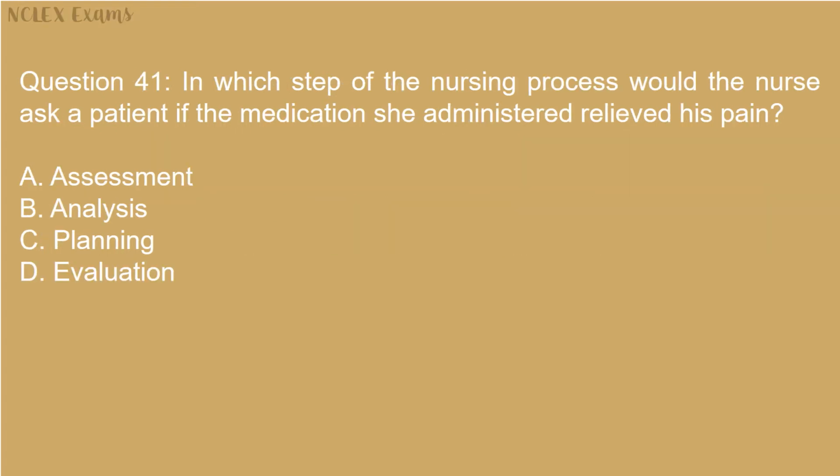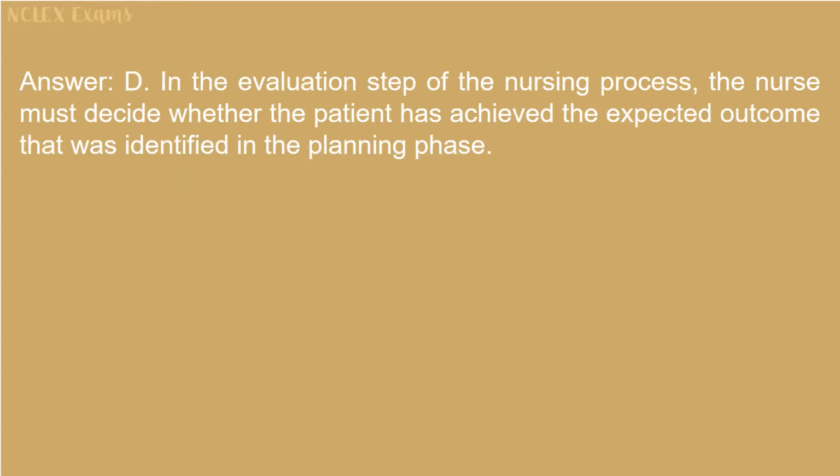Question 41. In which step of the nursing process would the nurse ask a patient if the medication she administered relieved his pain? A. Assessment. B. Analysis. C. Planning. D. Evaluation. Answer: D. In the evaluation step of the nursing process, the nurse must decide whether the patient has achieved the expected outcome that was identified in the planning phase.